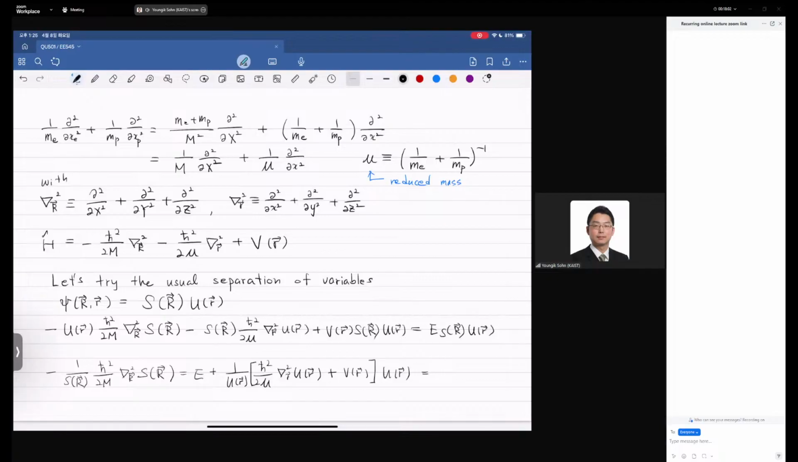So what do you get? You're supposed to get a constant, right? Not a function of capital R or small r. So let me call it E_COM. The reason you'll find out very soon: COM stands for center of mass. So far the logic is what we have experienced previously. You cast that into a separation of variables form and see if it works. We'll see if it works.